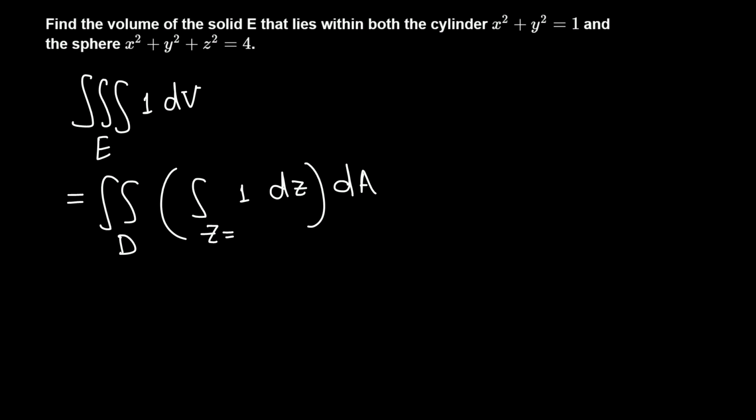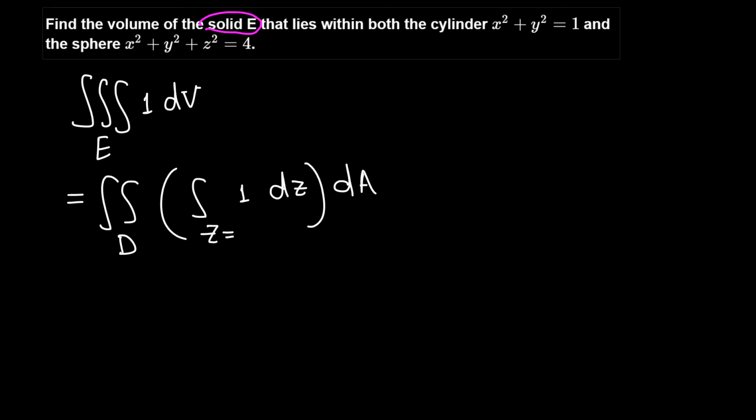Find the volume of the solid E that lies within both the cylinder and the sphere. So the solid E is inside this cylinder and also inside this sphere. Basically it's covered top and bottom, up and down, by the sphere, because the cylinder goes on forever, and we have a sphere, so pretty much a solid like this.